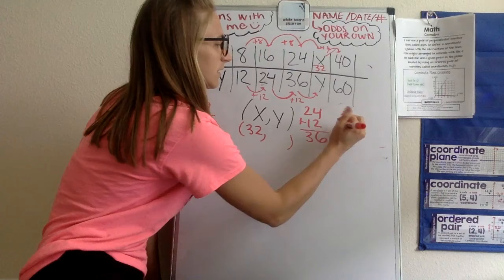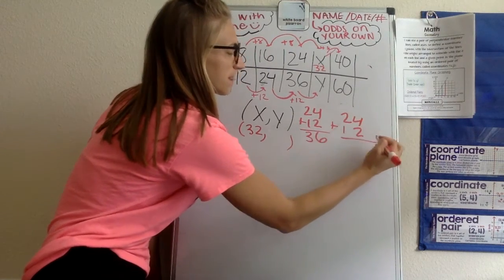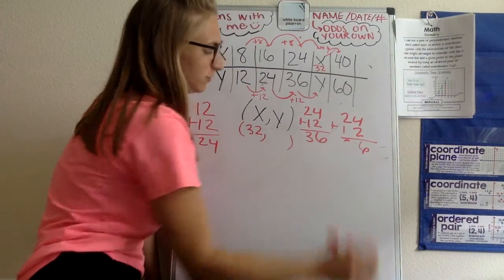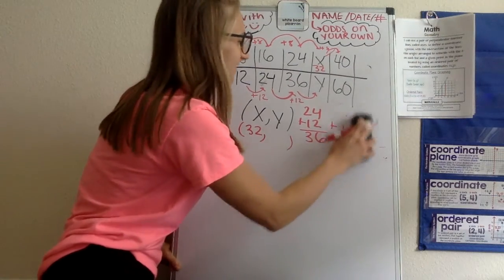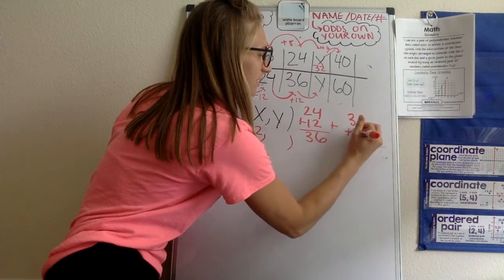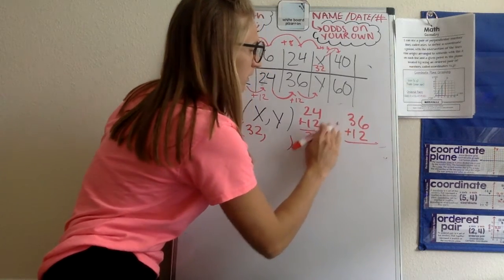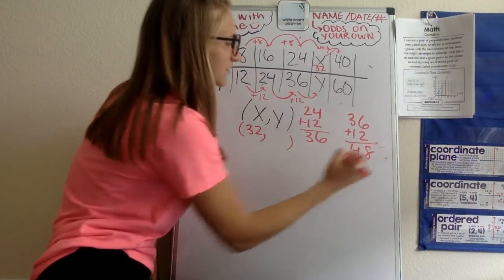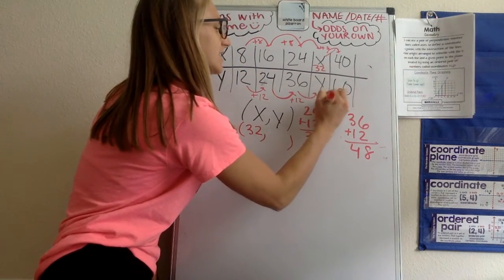So we have 24 plus 12. 4 plus 2 is 6. 2 plus 1 is, oops, I just did that one. Sorry about that. We need to do 36 plus 12. Why does it seem so familiar? All right, 6 plus 2 is 8. 3 plus 1 is 4. So I'm thinking it's going to be 48.